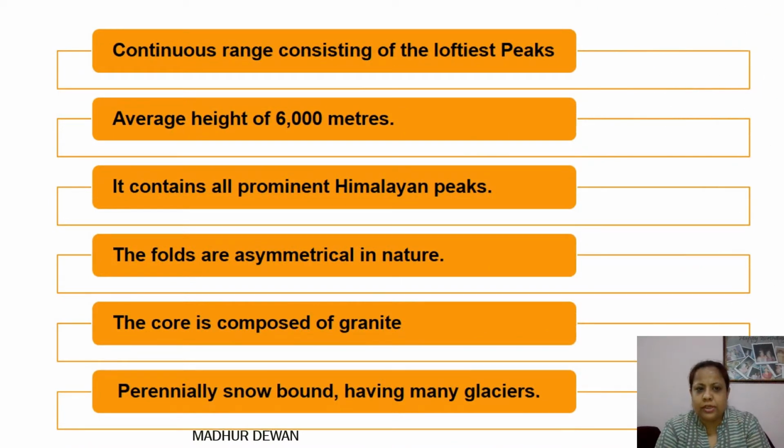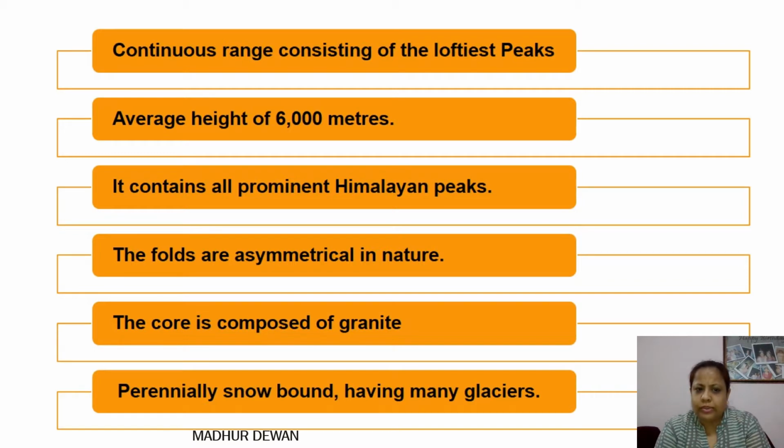This range is a continuous range consisting of the loftiest peaks, meaning the highest peaks, and the height of these peaks is on an average about 6,000 meters. It contains all the prominent Himalayan peaks. We have Mount Everest also in this. It lies in Nepal. Then we have K2, Kanchenjunga. All these belong to the Himalayan peaks.